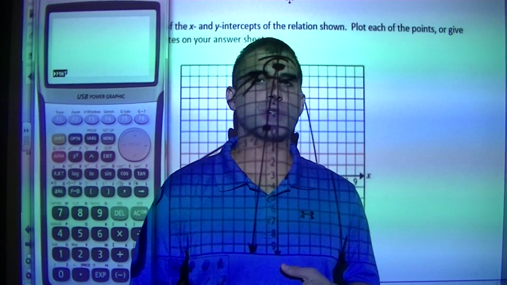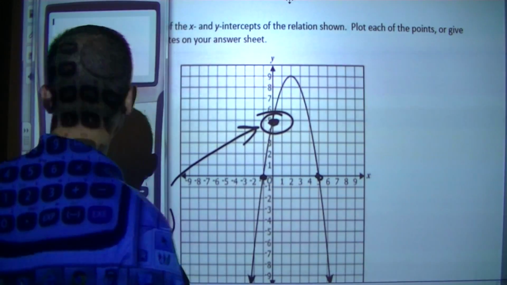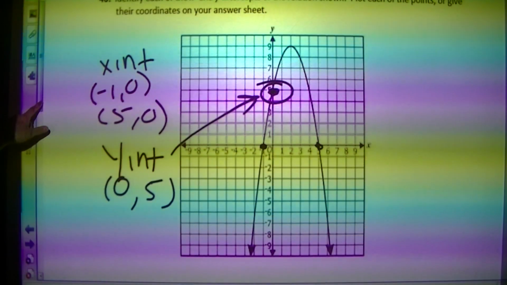Okay, this is going to be the Algebra 1 SOL practice questions 41 through 50. Let's go on to the next problem that we did.